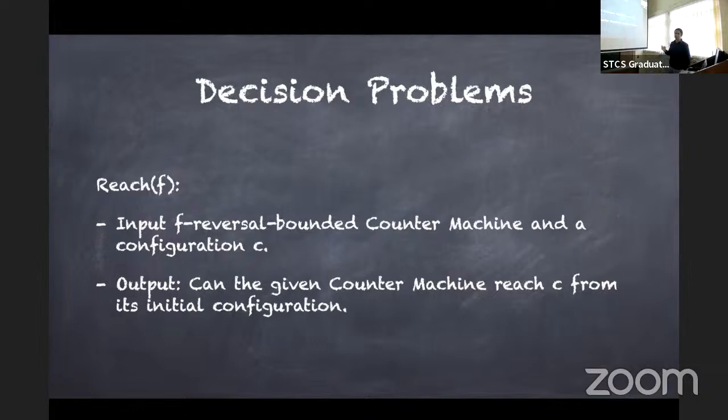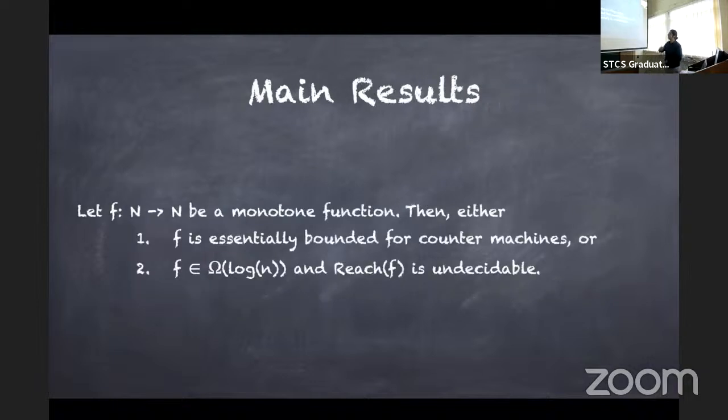Now, can you reach this configuration from the initial one? And what do you assume about f? No, so the f is parameterized. So what happens when your f changes, that's the analysis that we do. So the main result is this. This is a dichotomy that I'm talking about.